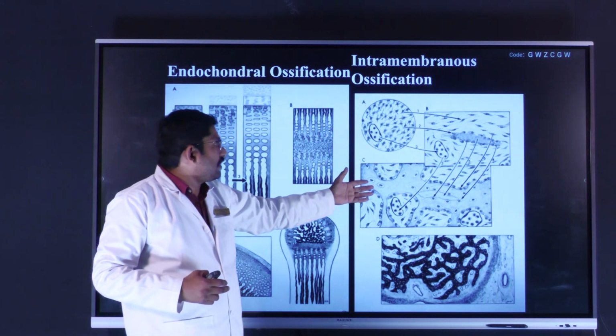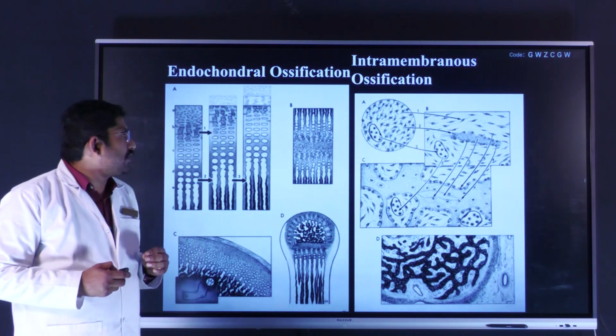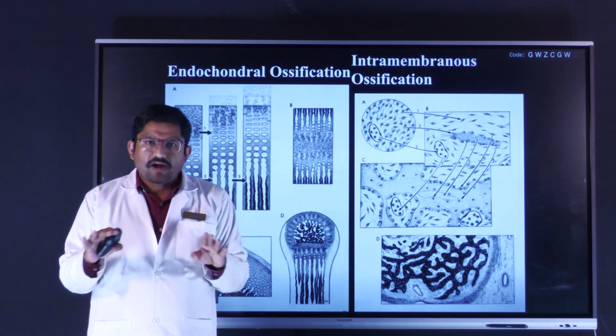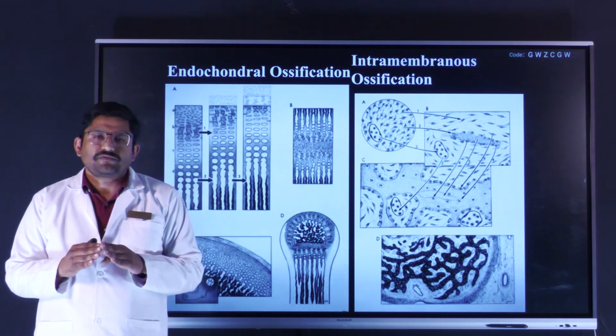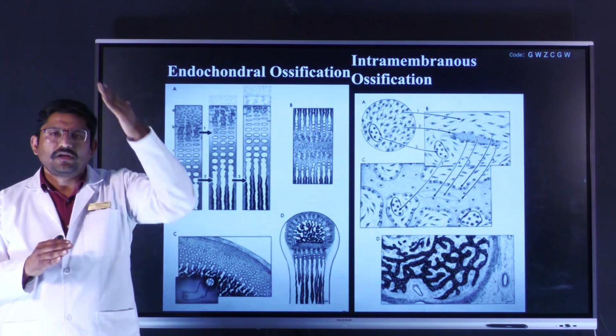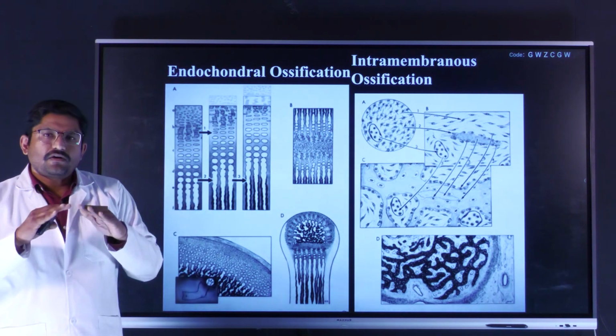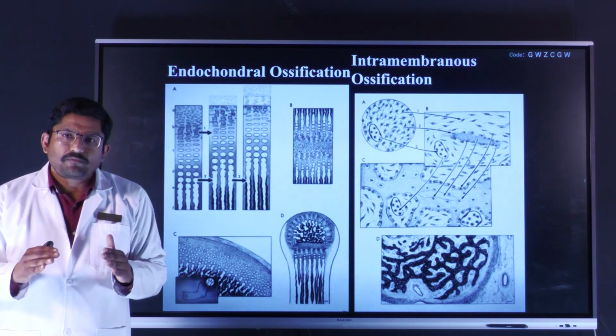And coming to the intramembranous ossification, there is a membrane. All the flat bones have intramembranous ossification. So for example, the head, all the flat bones are intramembranous.